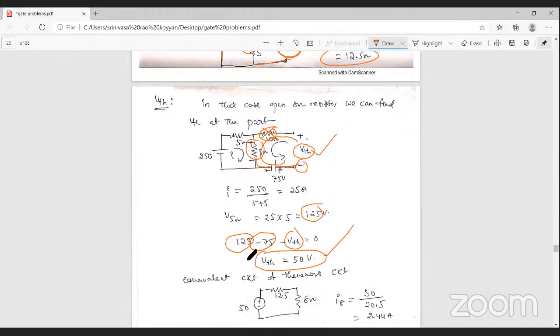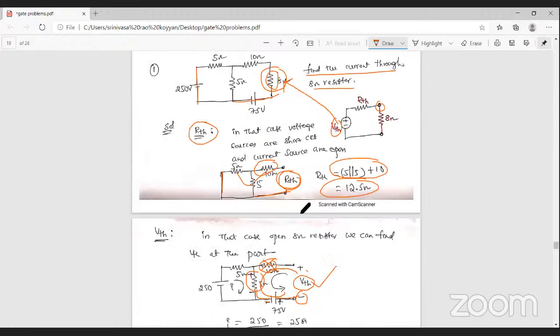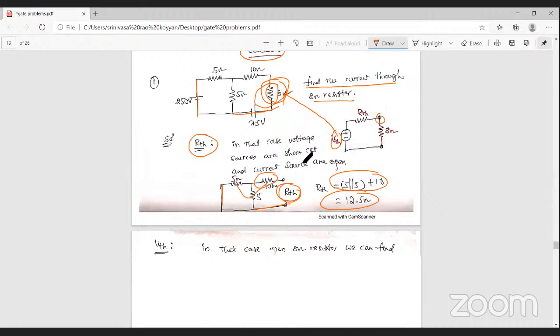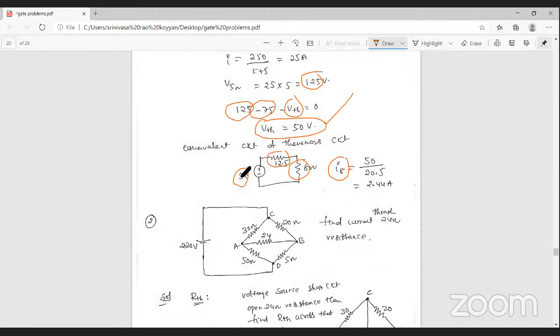Thevenin's voltage is found, Thevenin's resistance is found. You have the Thevenin's voltage and Thevenin's resistance. That is the equivalent circuit of Thevenin's. But what you want is the current passing through the 8 ohm resistance, so connect that 8 ohm resistance here. When connected, the current passing through 8 ohm is equal to total voltage by total resistance, that is 50 volts by total resistance. These two resistances are in series, that's why adding 8 plus 12.5, the total current I8 is equal to 2.44 ampere.